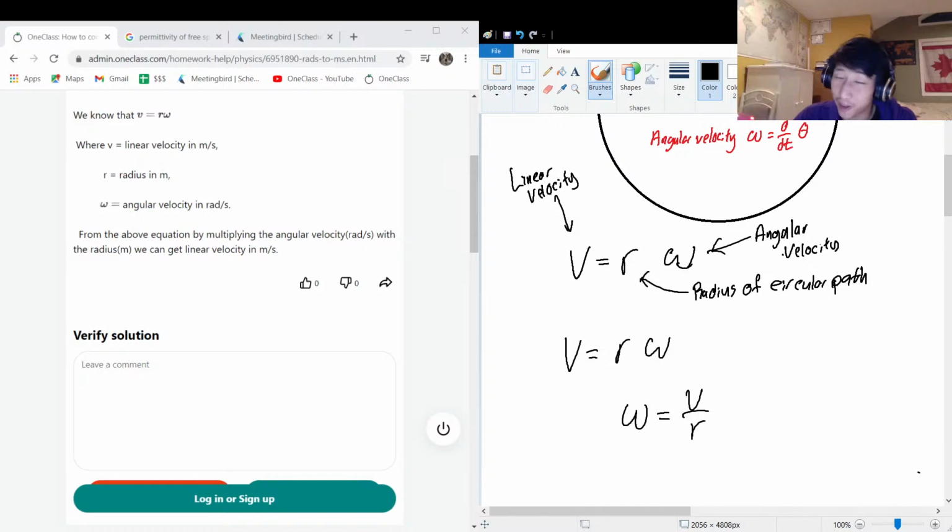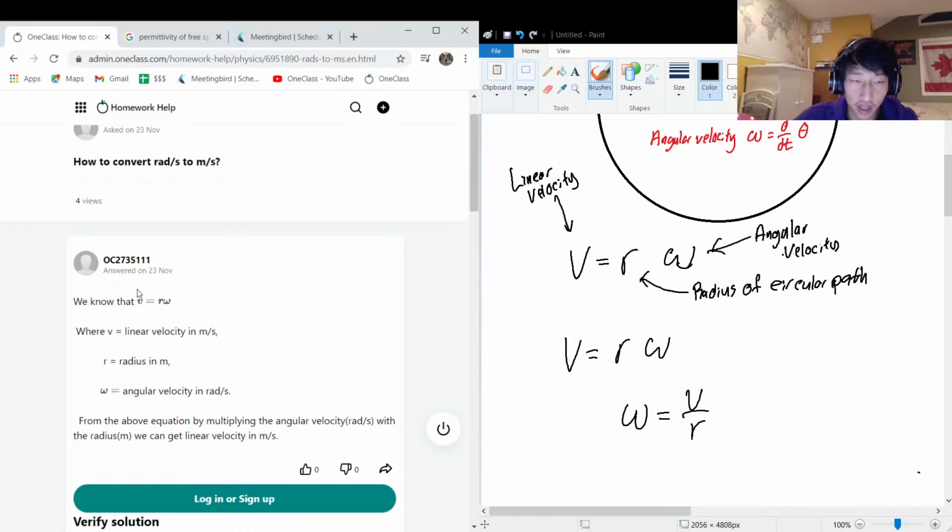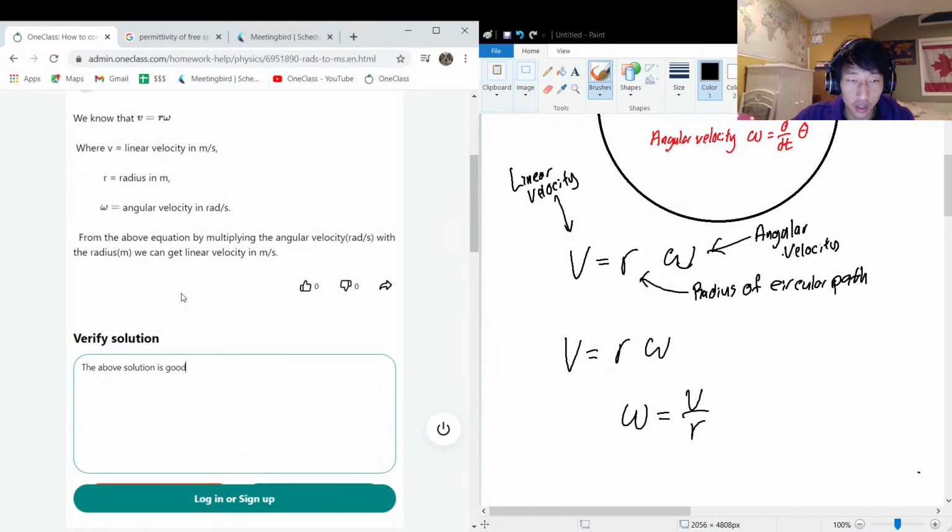Remember, it has to be circular paths. If that's an oval, well, it ain't that simple. If this is an irregular shape, this will not work. But if it's perfectly circular, or if you approximate it to a circle, this will be a good strategy to proceed with. Okay, so the above solution is good. Very good. Yeah, v equals r omega.